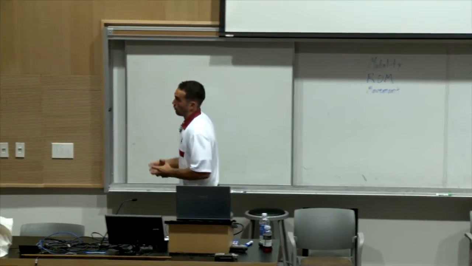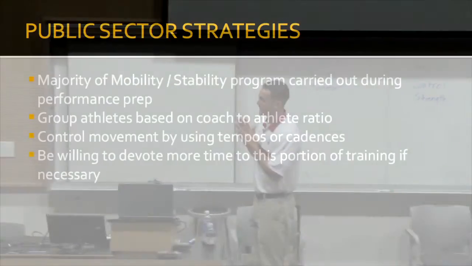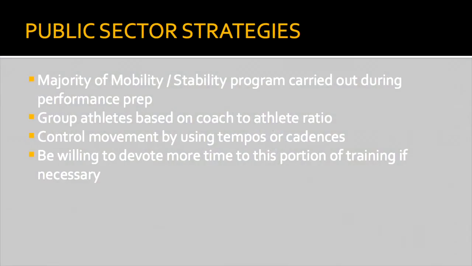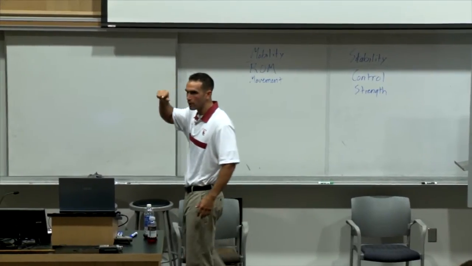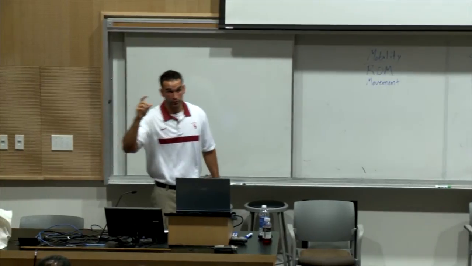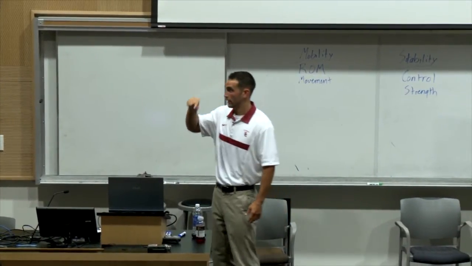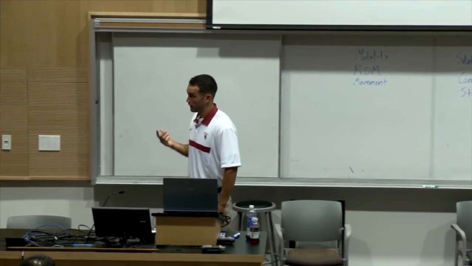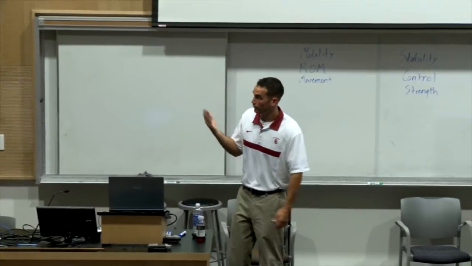The biggest thing, and what I wholeheartedly believe, is that the majority of your mobility and stability program should be carried out during the performance prep. A lot of us work in an A1, A2, A3, B1, B2, B3 sort of format. So a popular thing is to go A2, A3, where maybe your A2 is your mobility, A3 is your stability exercise for the day, and your A1 is a hang clean, bench press, or a squat.